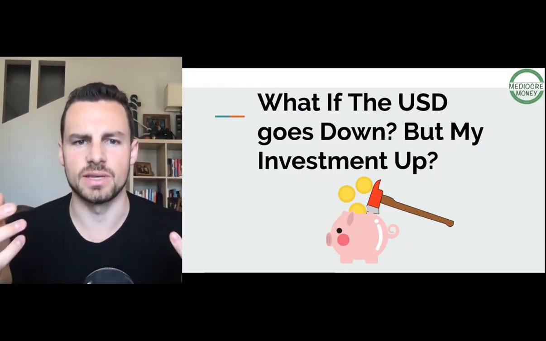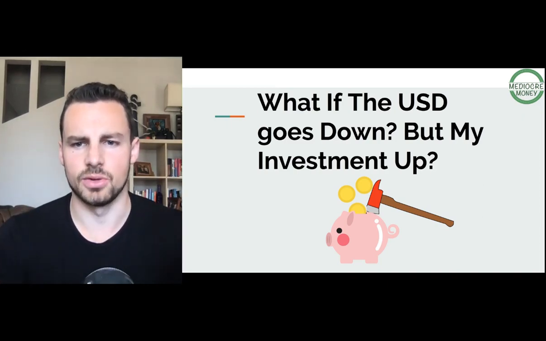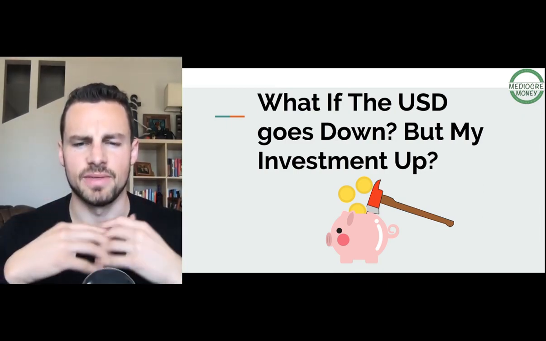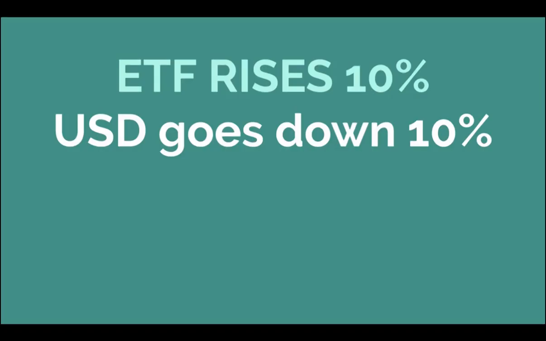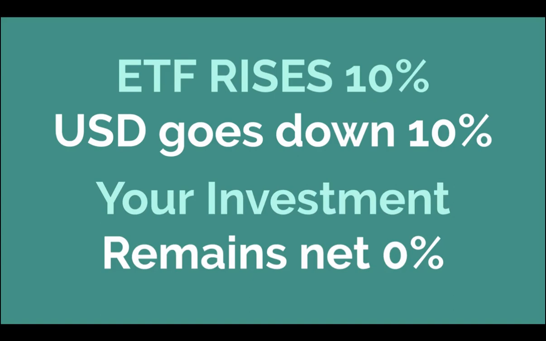And so what if the US dollar goes down, but your investment goes up? And now this is if you had, let's say, a hedged fund. So if you're buying VSP. So if your ETF rises 10% and the US dollar goes down 10%, well, then with a hedged fund like VSP, your investment's going to basically remain as a net 0% gain for you. So when you were to sell that and then transfer it back into Canadian dollars, your buying power is going to be essentially the same as if you didn't really experience those gains at all.